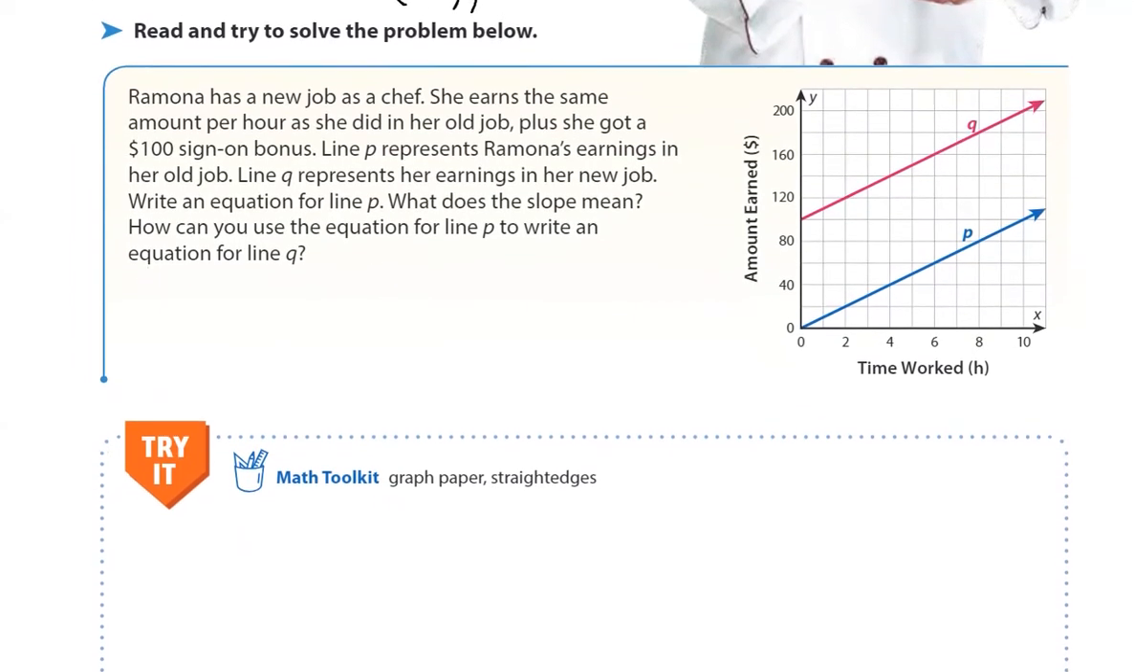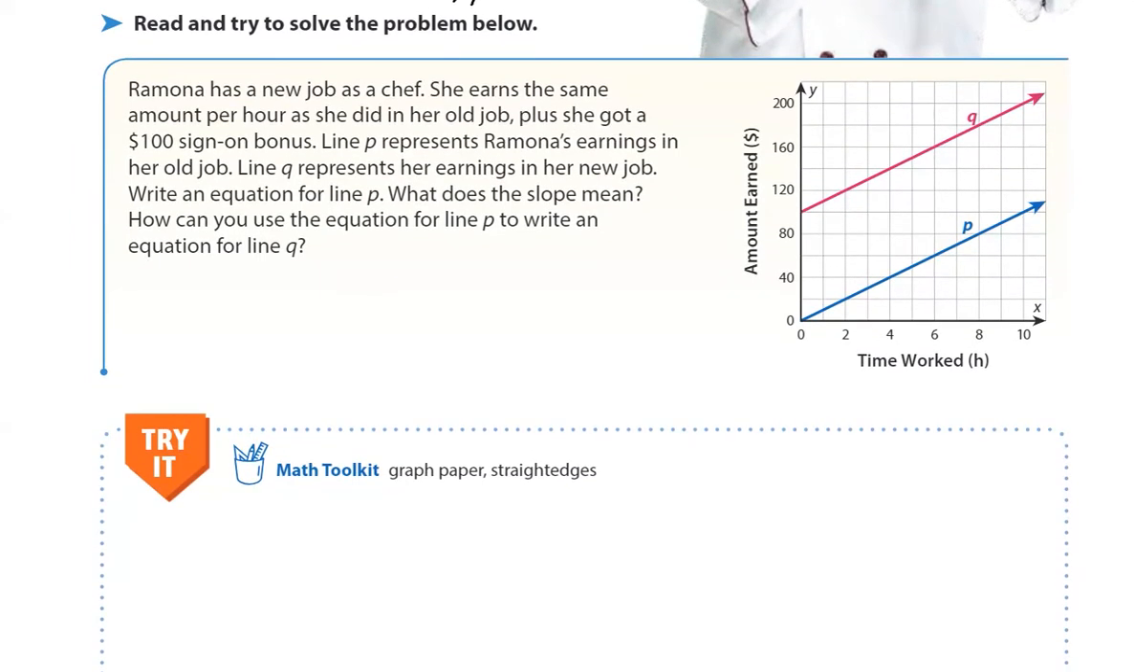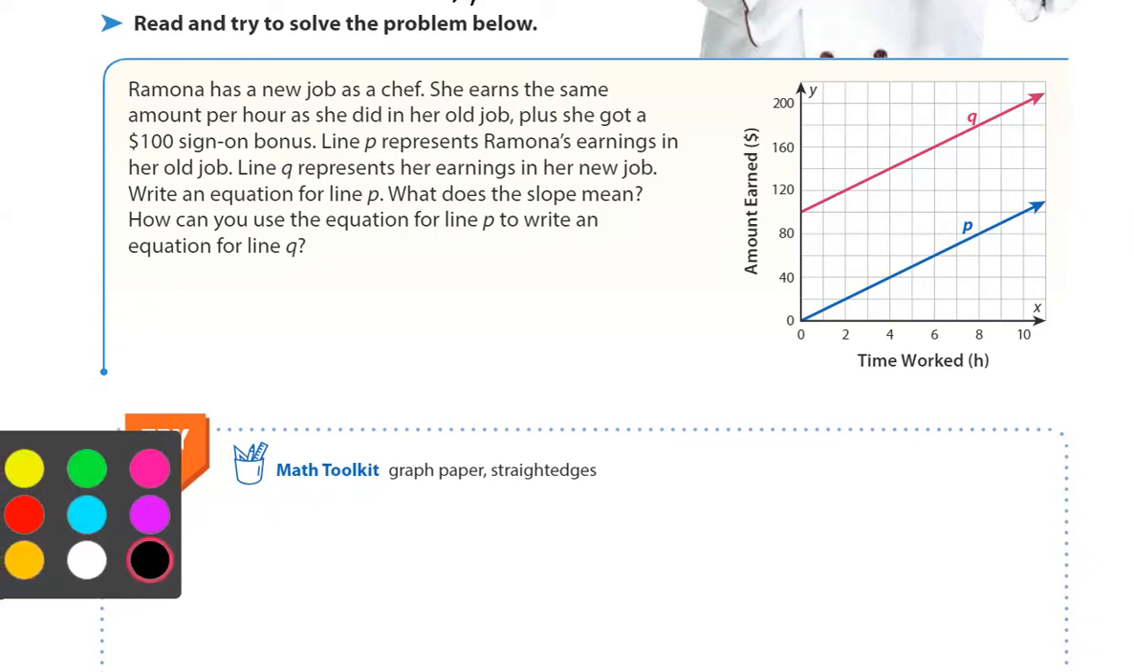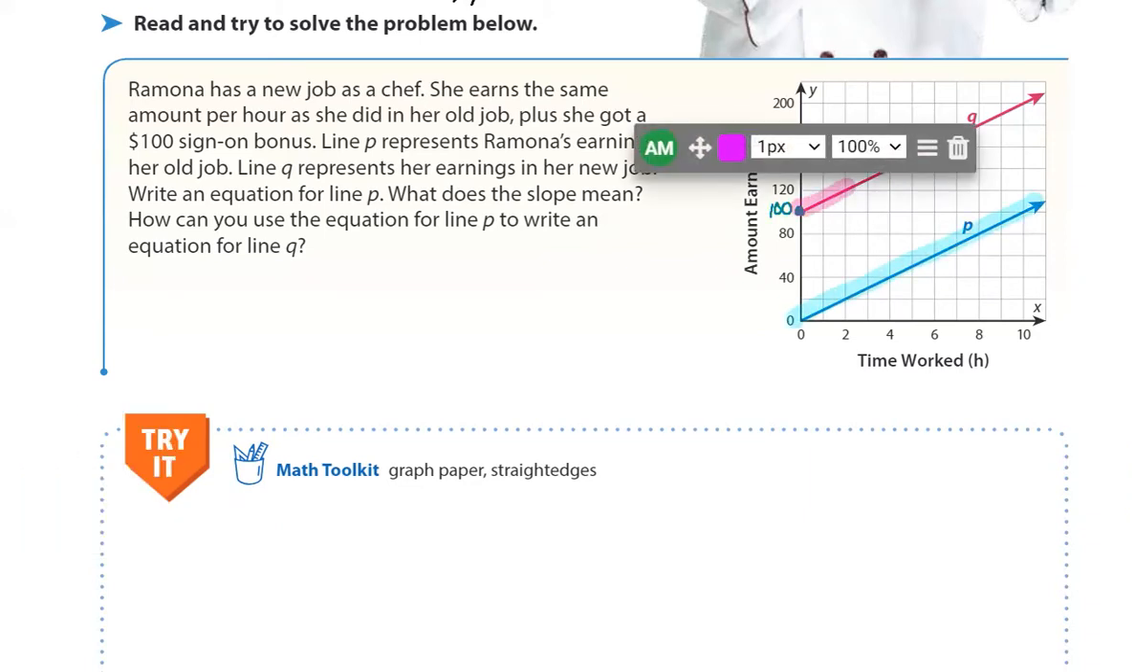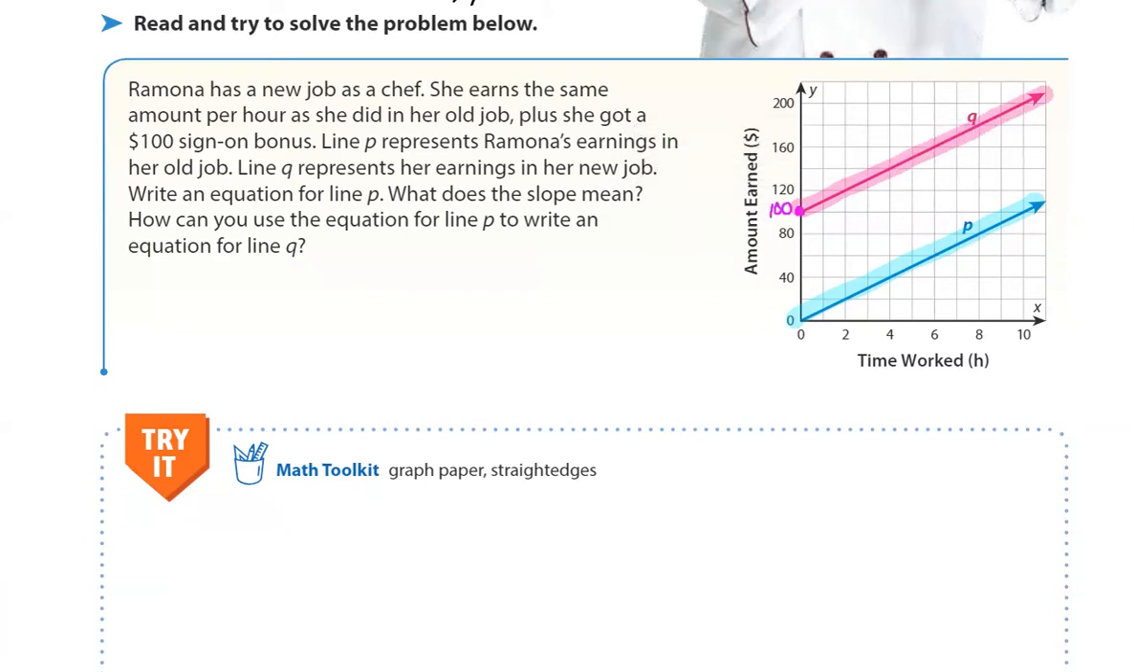Okie dokie, now let's figure out what that plus b means. For our try question, it says Ramona has a new job as a chef. She earns the same amount per hour as she did at her old job. Did not get a raise, but she did get a $100 sign-on bonus, which you can see right there. That's at 100. So this line P represents her earnings at her first job, and line Q represents her earnings at her new job, including her $100 sign-on bonus. And notice the lines are parallel to each other. They will not cross because she's earning the same amount per hour.